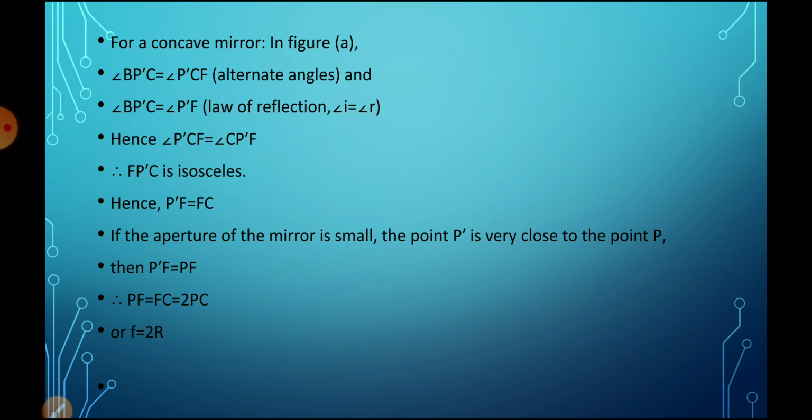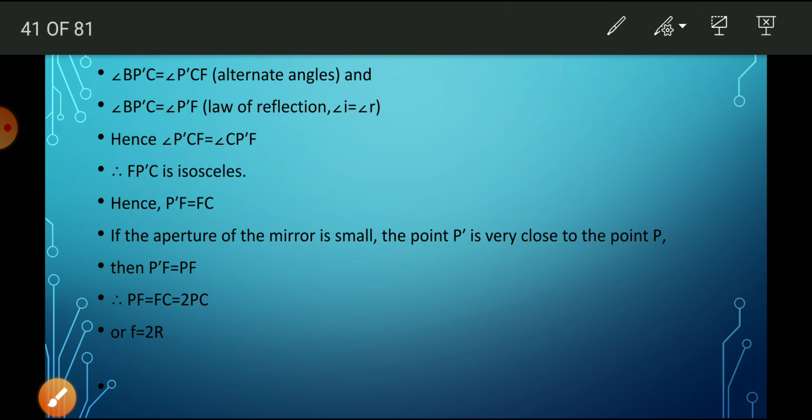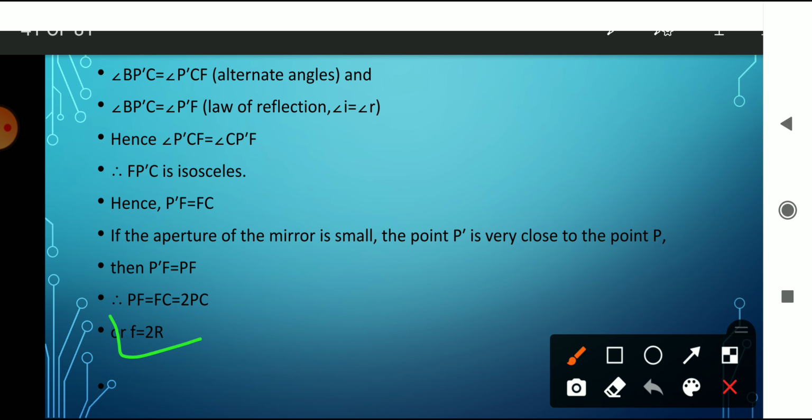The aperture of the mirror is small. The point P' is very close to the point P. Then P'F is equal to PF. Therefore, PF is equal to FC is equal to PC/2, or f is equal to R/2. This is the proof.